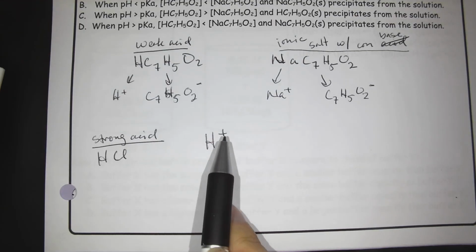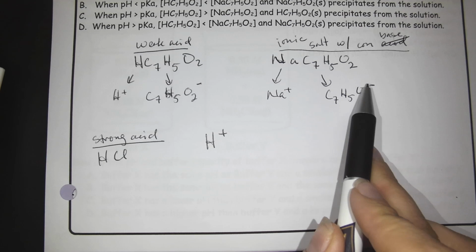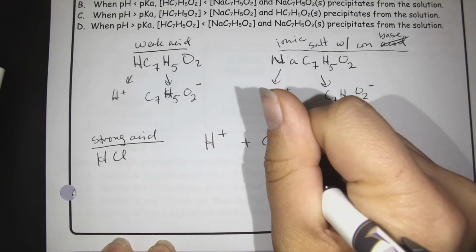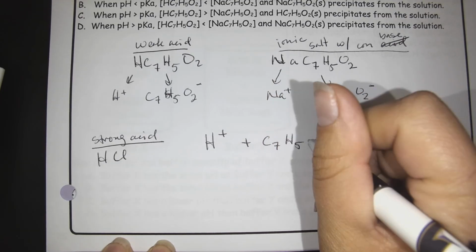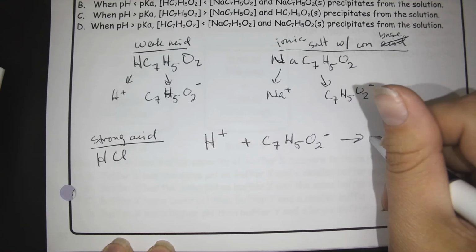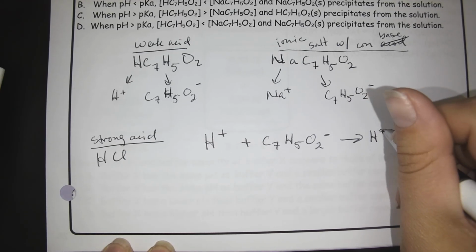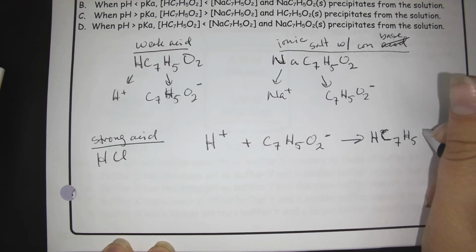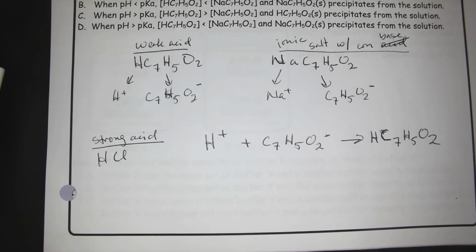Is that strong acid going to react with the acid, or is it going to react with the conjugate base? It's going to react with the base, C7H5O2 minus. And those will combine just to make more weak acid, HC7H5O2. So if we add a strong acid, it reacts with the conjugate base just to make more of that weak acid. The pH changes a little bit, but it doesn't change a lot.